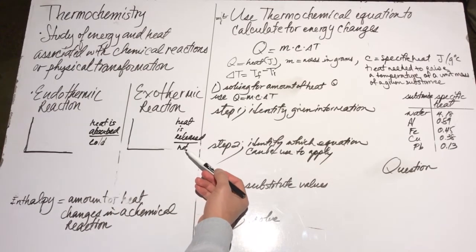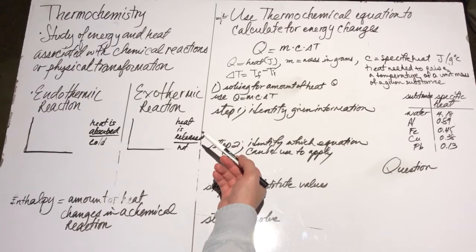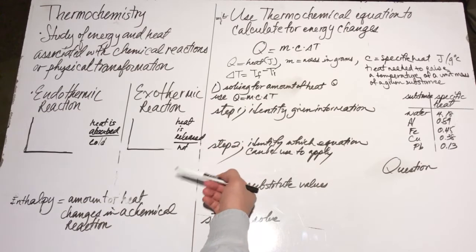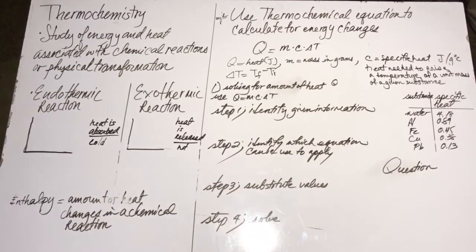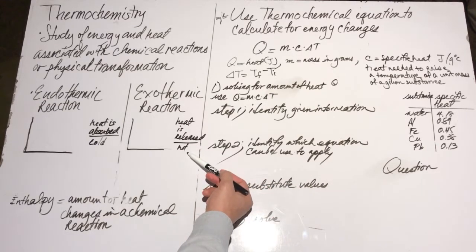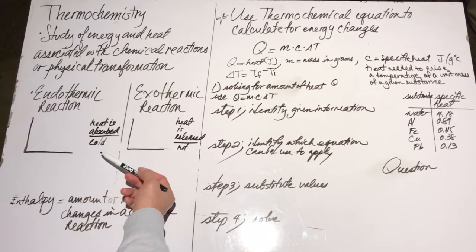If you were to use a thermometer to measure the amount of heat, whether it is released or absorbed in a chemical reaction, with this one the temperature should be higher and with this one the temperature should be lower.